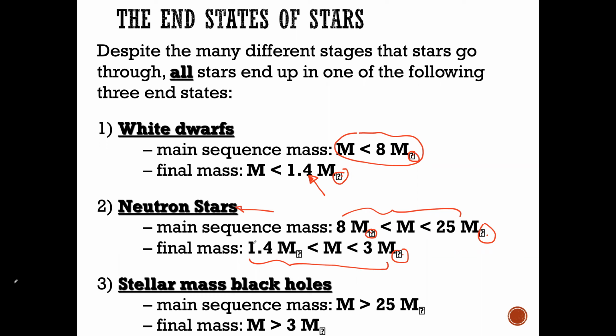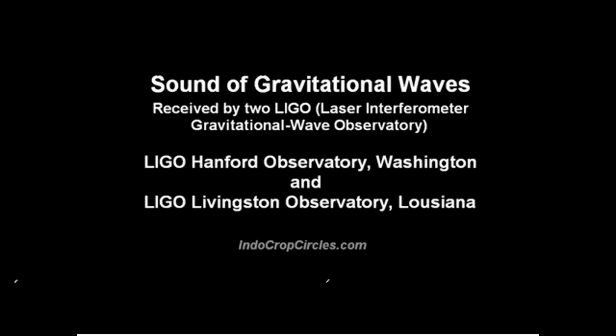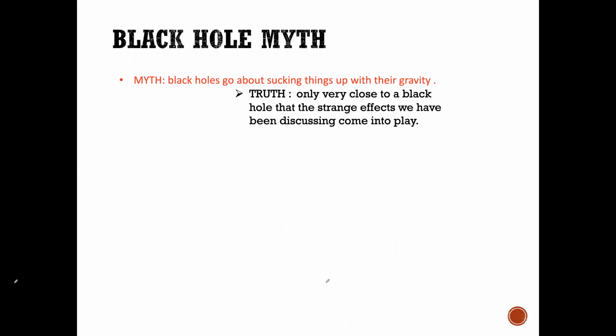And if you have a main sequence mass greater than 25 solar masses when the star is on the main sequence, those stars will become black holes, right? So you can see that in order to have a black hole, the initial mass of the star should be very huge, right? So that's the idea. So this will conclude our series about the stellar evolutionary process.